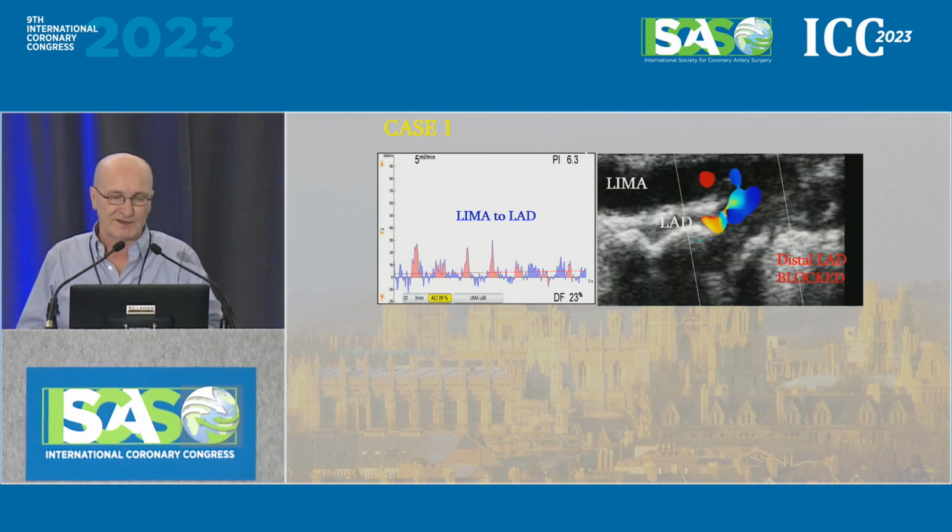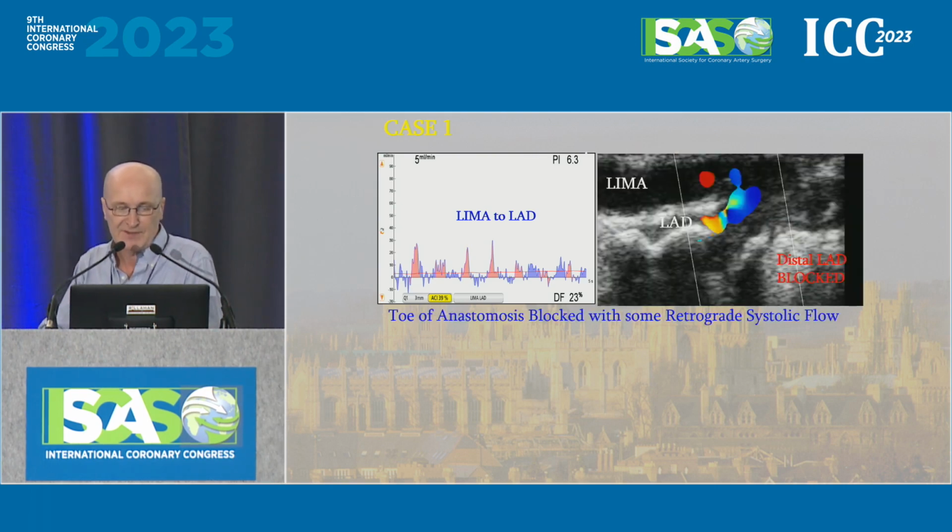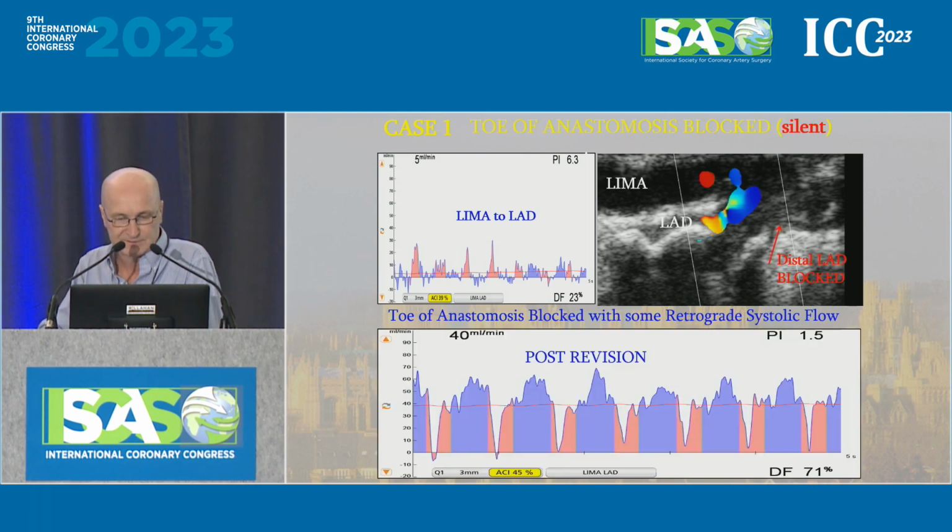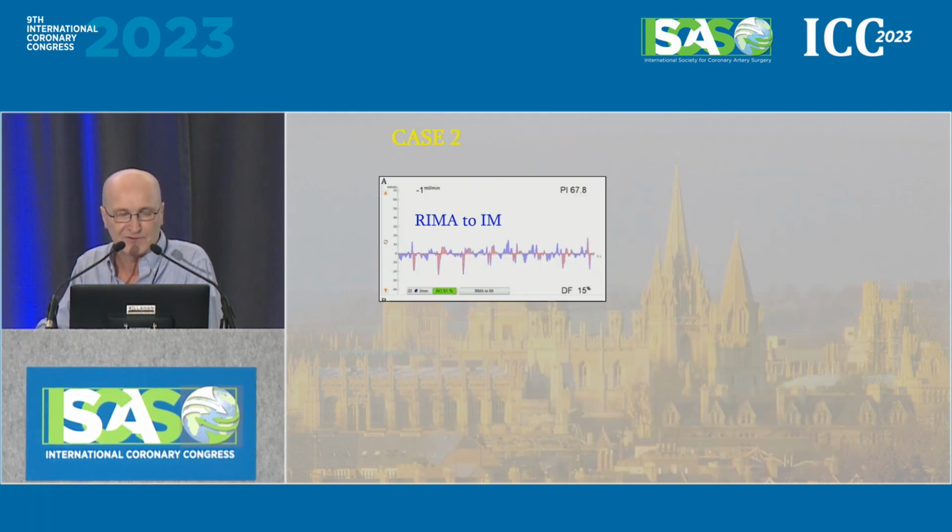So we all agree there's a problem with the graft. And when we image this graft, what we can see is that the toe of the anastomosis is blocked, but there's some retrograde systolic flow. And you revise this graft, and you've now got 40 mils per minute with a PI of 1.5.